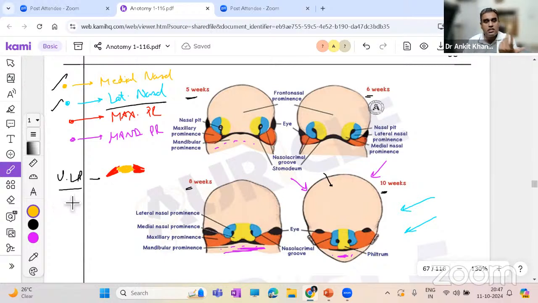Finally, mandibular process, very simple. Mandibular process forms only the lower lip and the jaw, the mandible part. This is a must know thing. Now, the problem is that these various processes fuse and form a beautifully looking face. Every human face is beautiful. But if these processes do not fuse, then there occurs a cleft, some gap over here, which does not look that pleasing.